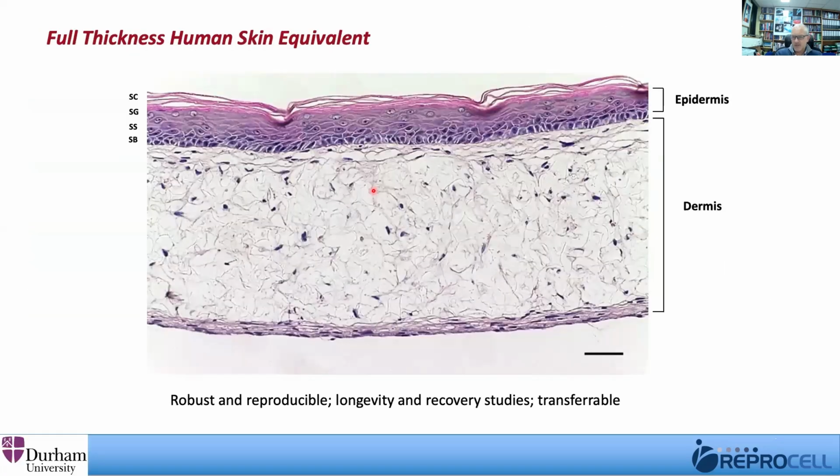We seed onto the surface of the dermal compartment epidermal keratinocytes, again primary human cells, and raise them to the air-liquid interface. Over a period of a few days, we produce a differentiated epidermis with all those sublayers from the stratum basale through to the surface stratum corneum. This is robust and reproducible, and we can maintain this for several weeks for longevity and recovery studies as well.